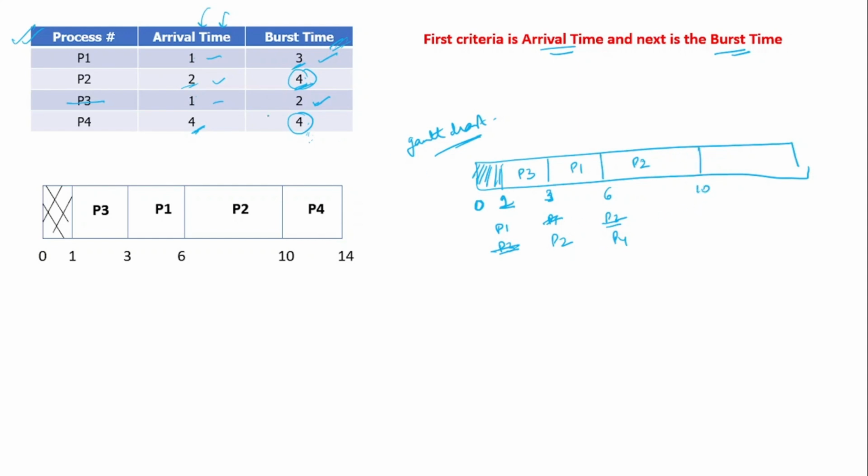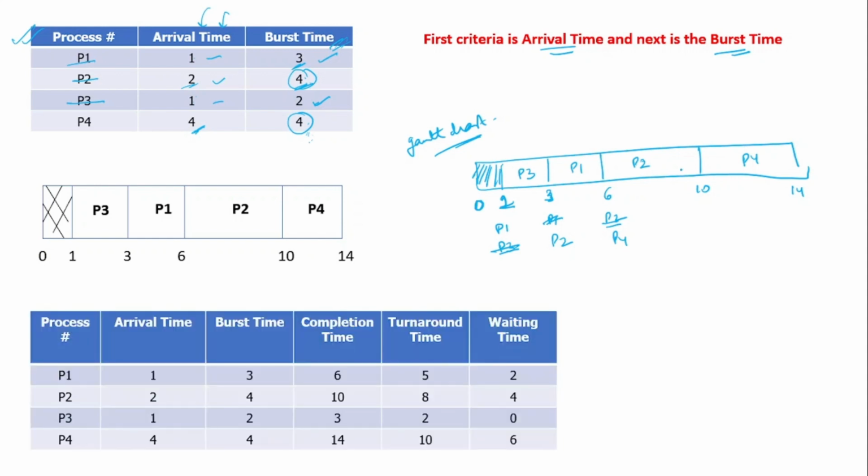And then after P2 completes its execution, I now have just P4 left. So now P4 completes its execution for 4 seconds. So this is the complete Gantt chart here for the shortest job first, and that's how you calculate the arrival time. Burst time is already given to you. You calculate the completion time, turnaround time, and waiting time.